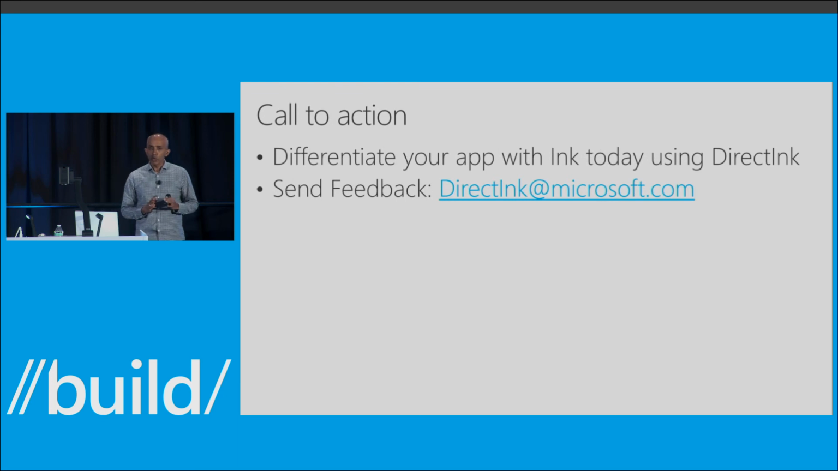I would like to leave you with a simple call to action. Differentiate your universal Windows app with inking today. We have built a powerful platform for you to be able to do that. Your customers have the devices to run your ink-enabled app. Please check out the APIs and send us feedback at DirectInk at the following email address, directink@microsoft.com.